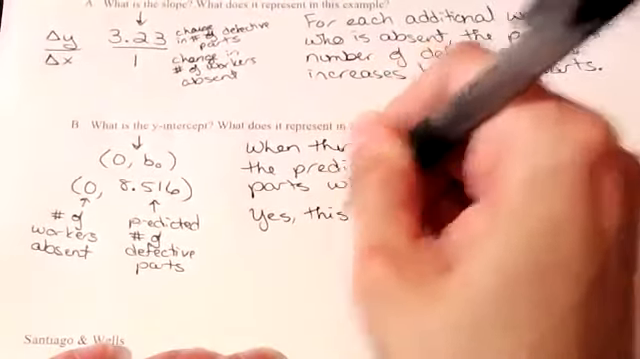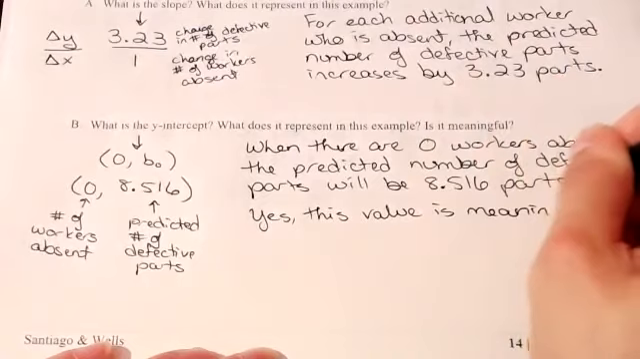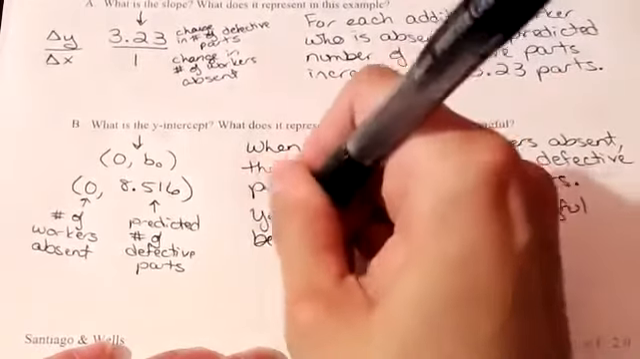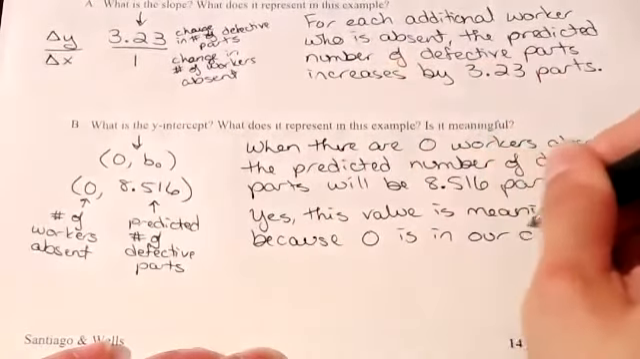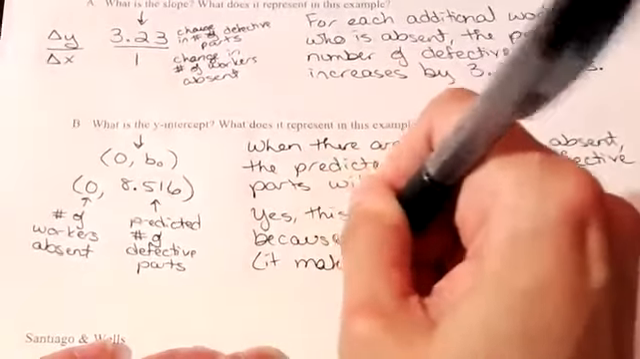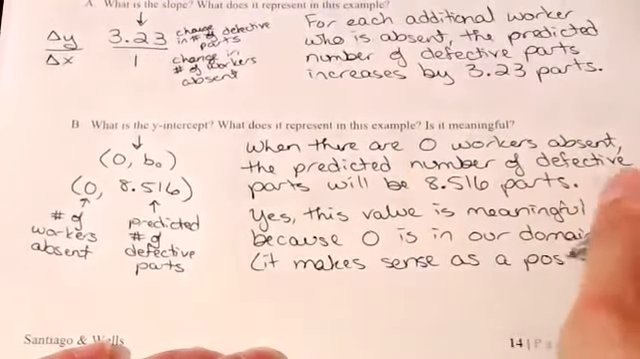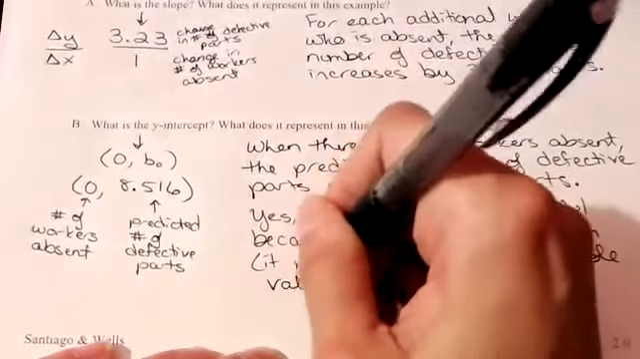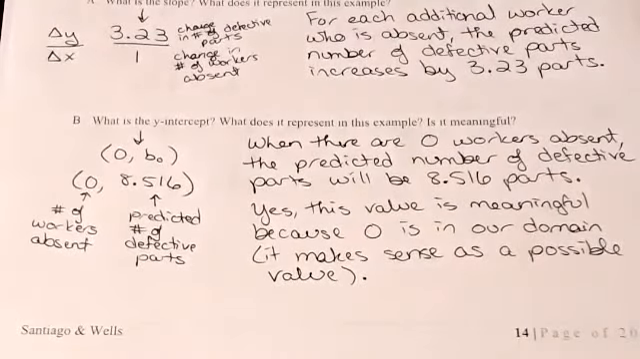Yes, this value is meaningful because 0 is in our domain. It makes sense as a possible value. Right? So if 0 workers are absent, we're predicting 8.516 parts being defective.